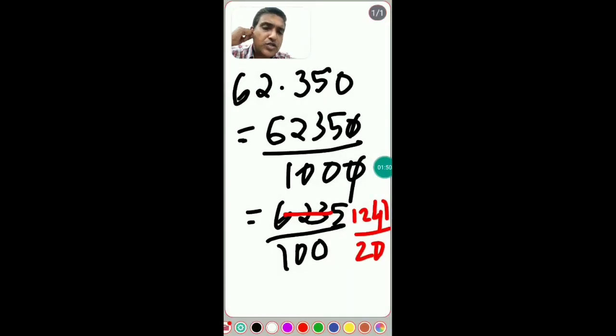So 1247 divided by 20. I think there is no other common factor here. 1247 divided by 20. So 62.350's fractional form is 1247 by 20. Okay. Clear? Yes.